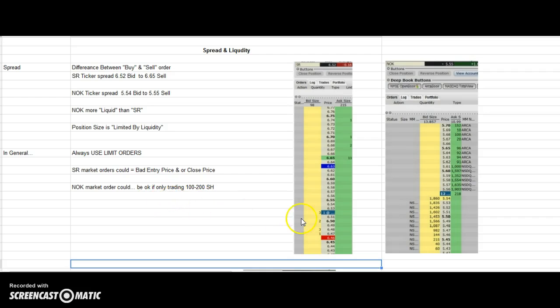And with Nokia, it's liquid enough, and there's enough orders here that if you were to enter a market order for a smaller amount of shares, 100 to 200 shares, it probably wouldn't be a big deal. It wouldn't make much of a difference. But we still prefer to use limit orders, and I'm going to explain a little more about them next.